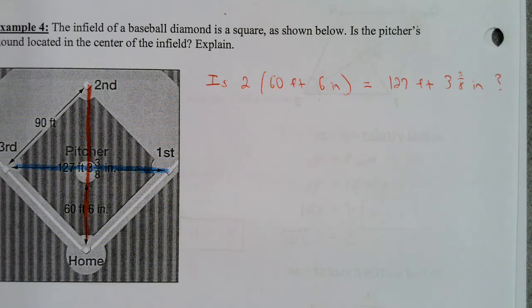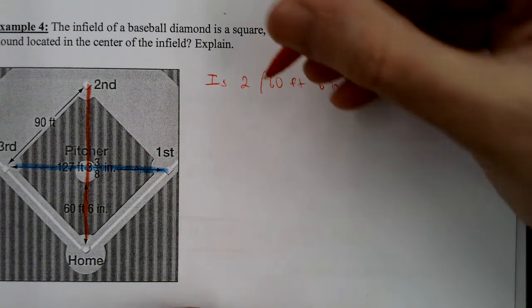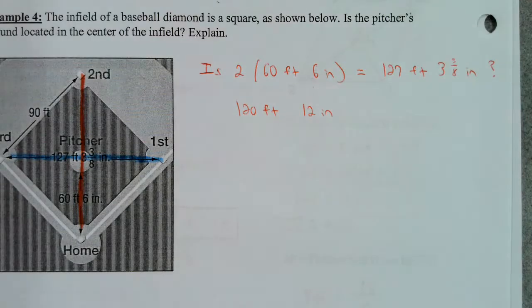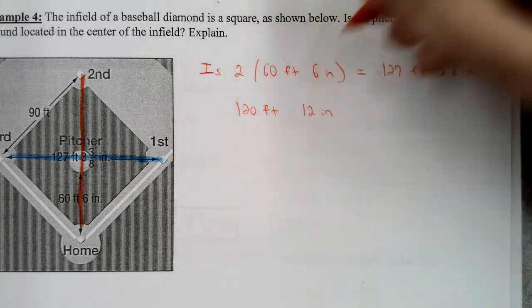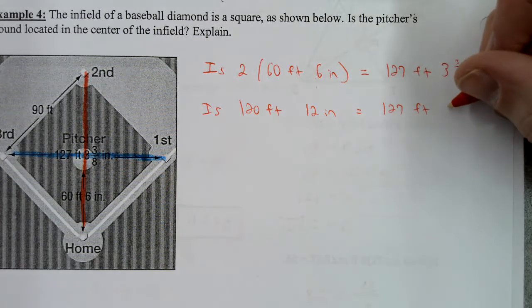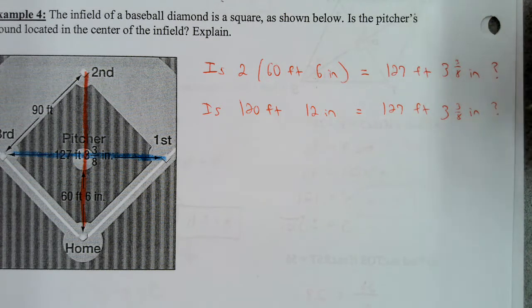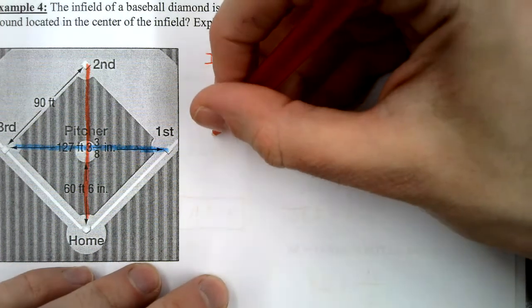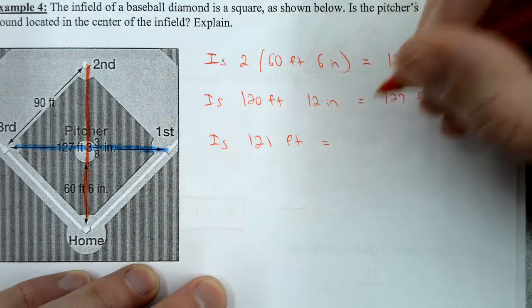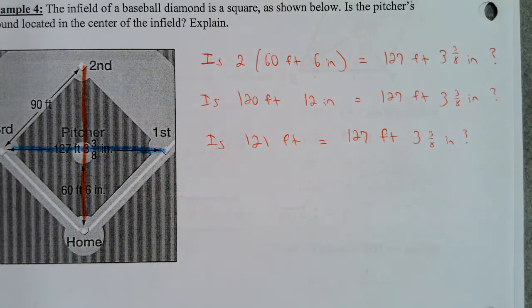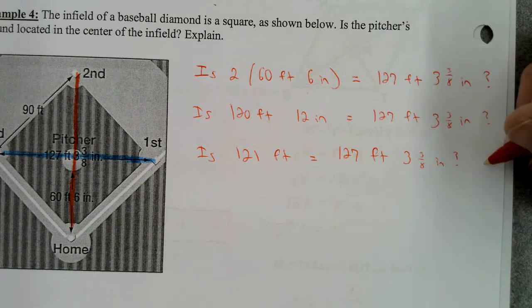So when I do 2 times 60 feet, 6 inches, you can distribute if you want, so I'll distribute. Why not? That gives me 120 feet, 12 inches. So is 120 feet, 12 inches equal to 127 feet, 3 3/8 inches? Well, I'll just simplify this right now. 120 feet plus 12 inches, that's 121 feet. So is 121 feet equal to 127 feet, 3 3/8 inches? No.